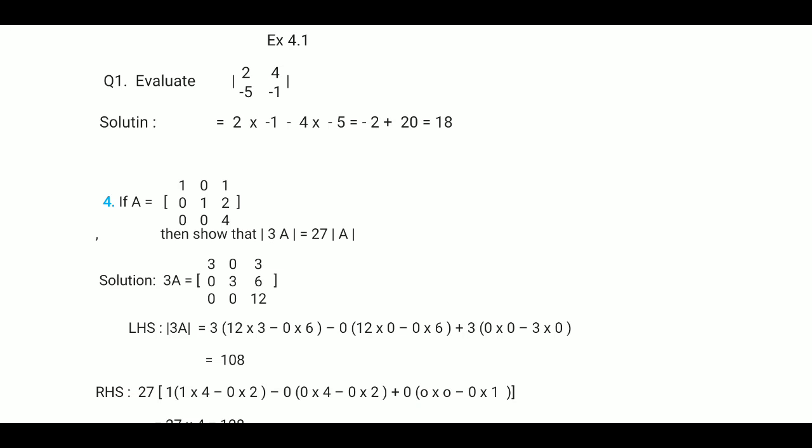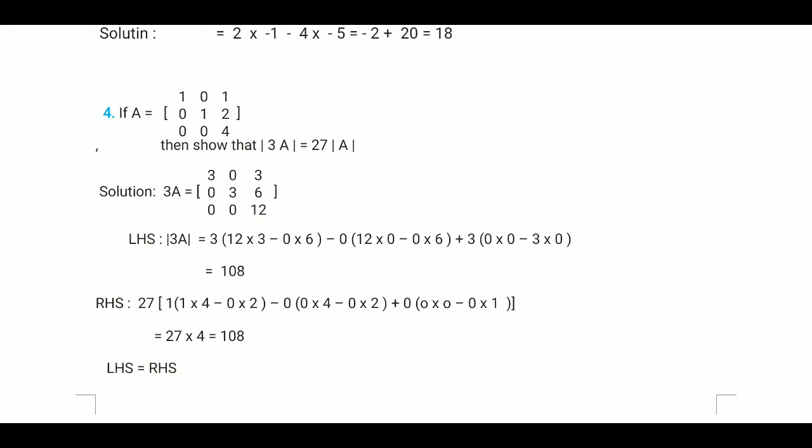Now question number 4. There is a matrix A containing the elements 1 0 1, 0 1 2, 0 0 4. You have to show that the determinant value of 3A is equal to 27 times the determinant value of A. Now the solution: 3A is obtained by multiplying each element of matrix A by 3. So 3A becomes 3 0 3, 0 3 6, 0 0 12.